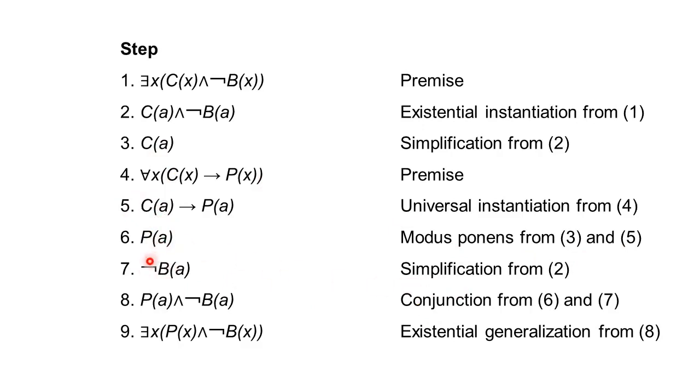Now, not Ba means simplification from 2. Since this is an AND operator, both are true. Hence not Pa is also true. Now Pa and Ba are both true. Conjunction from 6 and 7.